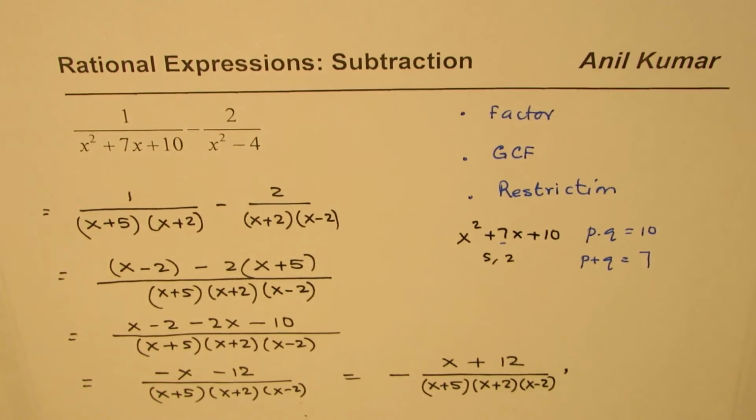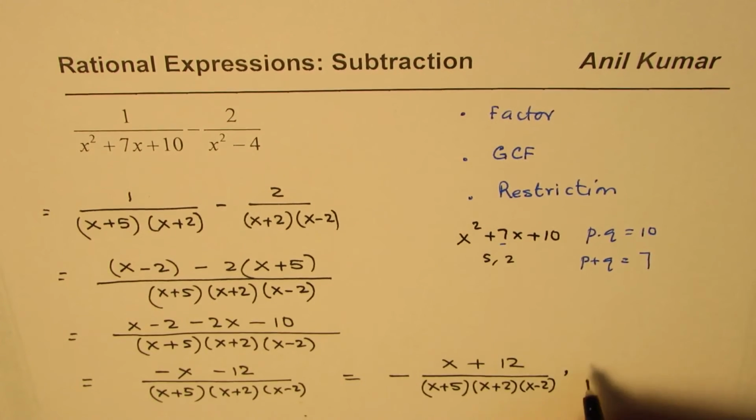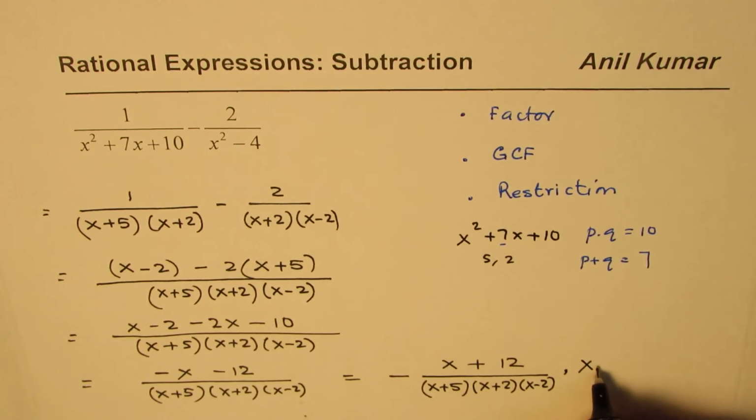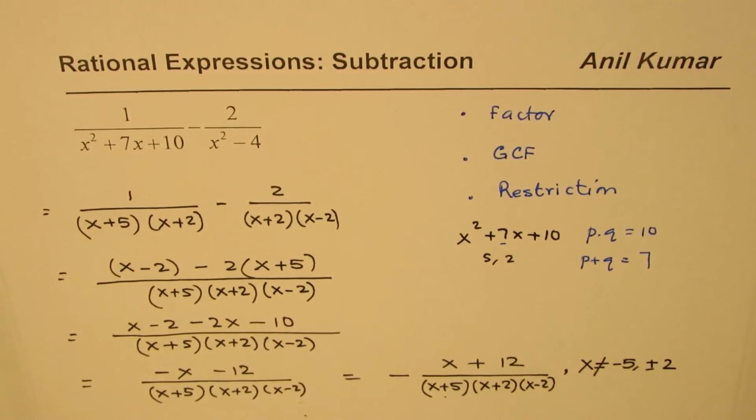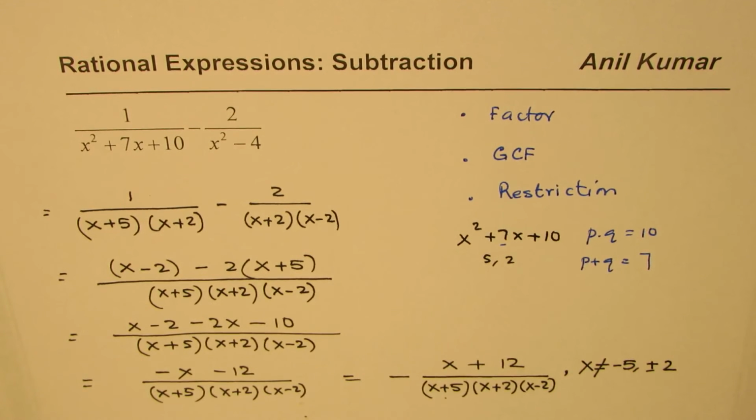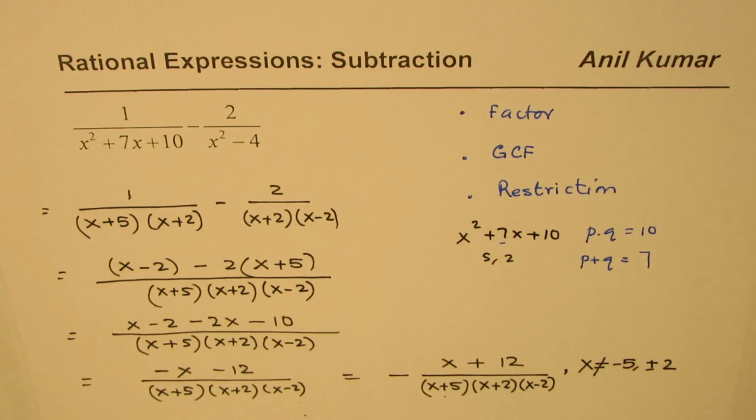Now whenever you write down your answer, you should include restrictions. The denominator cannot be 0. That means x is not equal to minus 5. That will make this 0. And even plus or minus 2, right? x cannot be plus or minus 2 also. So that completes the subtraction part. Don't forget to write down the restrictions.